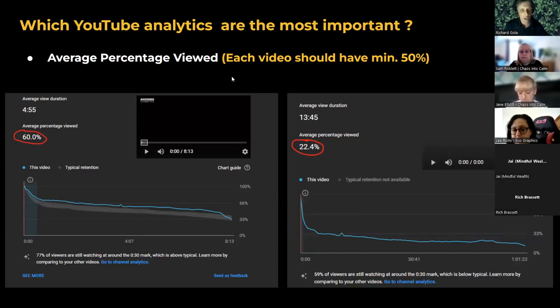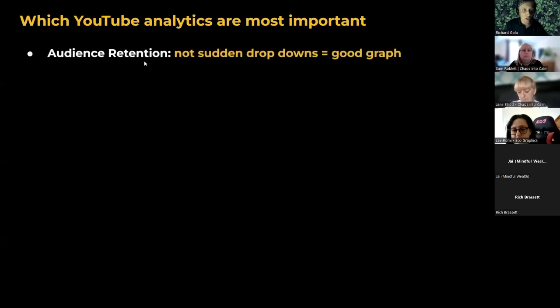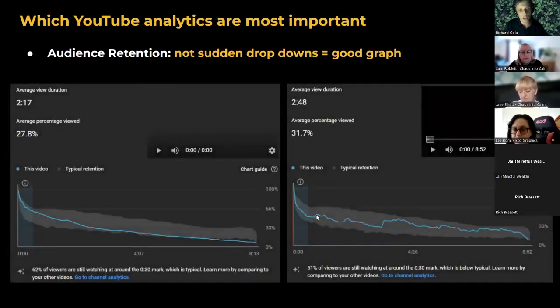Sometimes I will show you on the next graph audience retention. Sometimes when the audience retention looks like that, it means that the viewer is repeating this part of the content. But if it's dropping down suddenly, it means that this part of the video is not interesting for him, especially at the beginning.